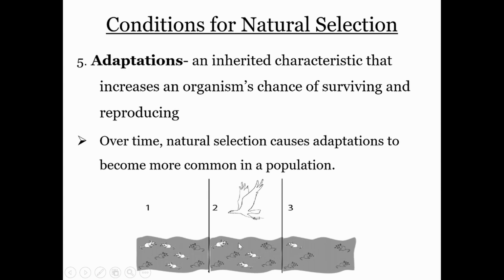Our predator can easily see the white mice, they target them and eat them, and so over time, gray mice are more successful, they live longer, they have more babies, and so there are more gray mice over time. The population has shifted in favor of gray mice because they have the adaptation of camouflage.